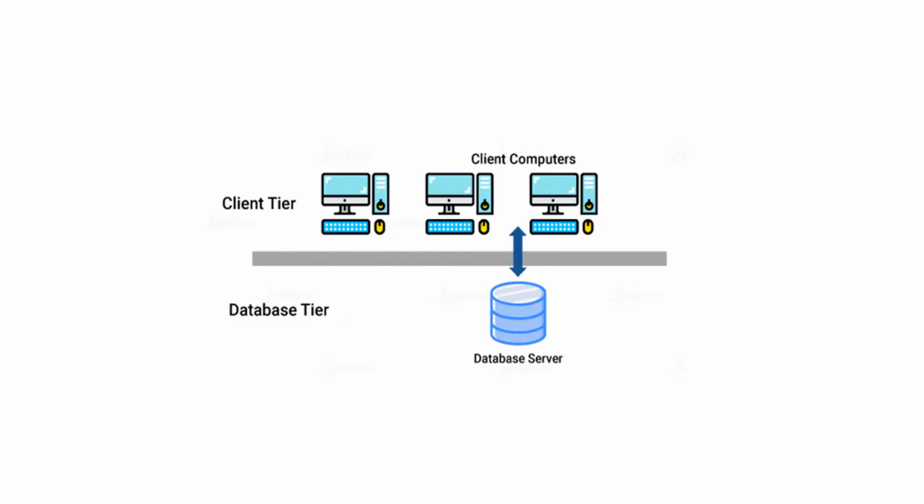Seeing this diagram, we can understand the two-tier architecture where it has a client tier and a database tier, where the client tier computers access the database server by using the client-server communication that we already saw.